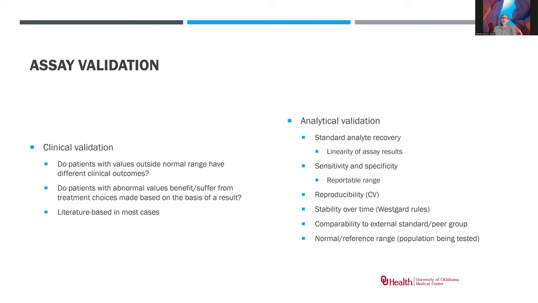And usually this is literature-based, but sometimes we may develop our own test or have our own range or whatever, and that may be involved. And then there's analytical validation, which laboratorians are usually more familiar with. That's the linearity of results, sensitivity, specificity, reproducibility, stability over time, and so forth. Those are important as well. Both of these fit hand in glove with each other, however.